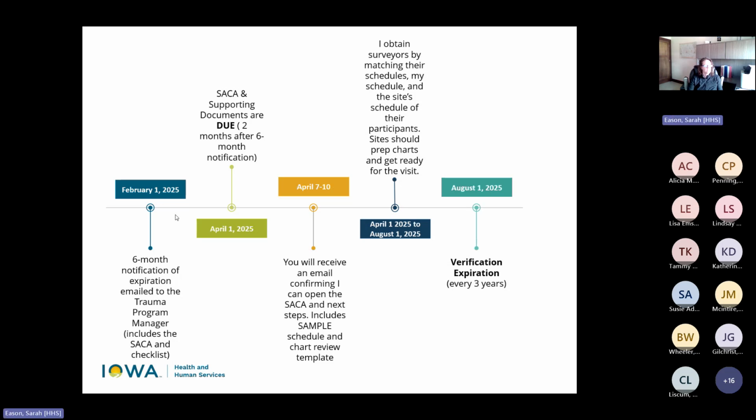In 2 months, you'll need to get that SACA filled out and have your laundry list, aka your supporting documents, back to me. So you get your notification on February 1st, knowing that you expire August 1st. On April 1st, you need to turn in your SACA and supporting documents. I try to be fast in saying I can open all of your files, and I will return an email to you confirming that and including next steps.